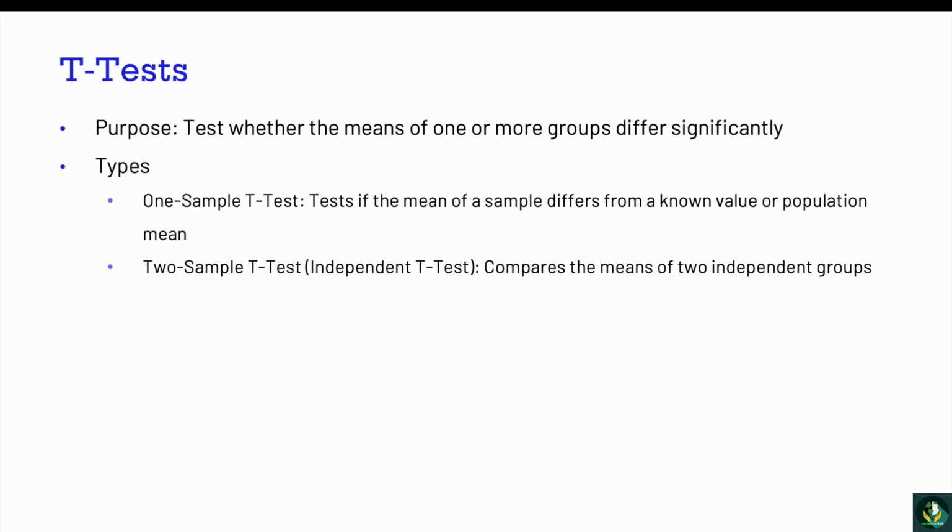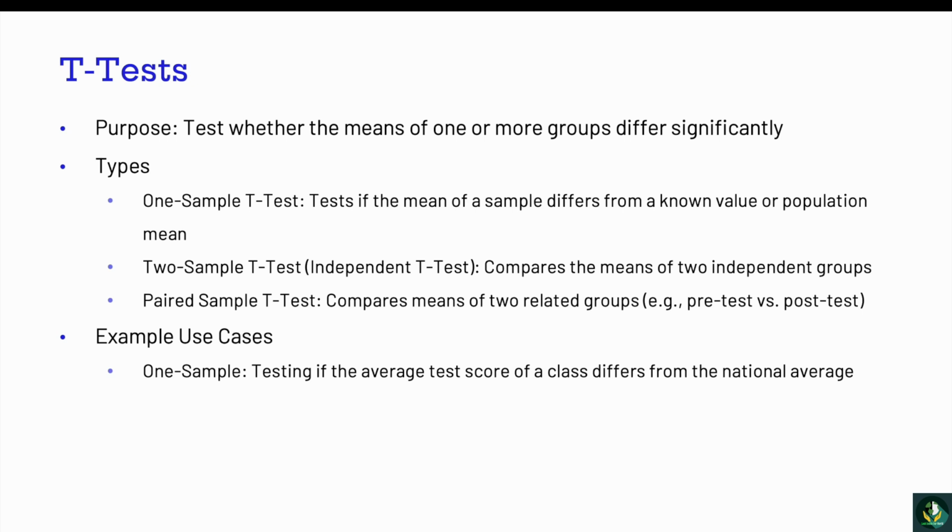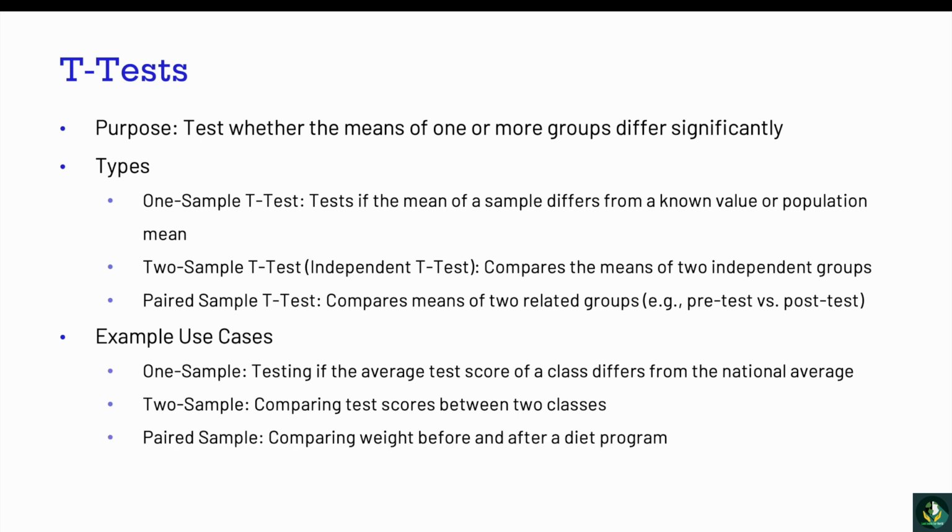Then we have two sample t-test, which is also called independent t-test, which compares the means of two independent groups. We also have paired sample t-test. This compares means of two related groups, example pre-test versus post-test. Let's look at some example use cases. One sample is testing if the average test score of a class differs from the national average. We can use two samples for comparing test scores between two different classes. We also can use paired sample for comparing weight before and after a diet program.